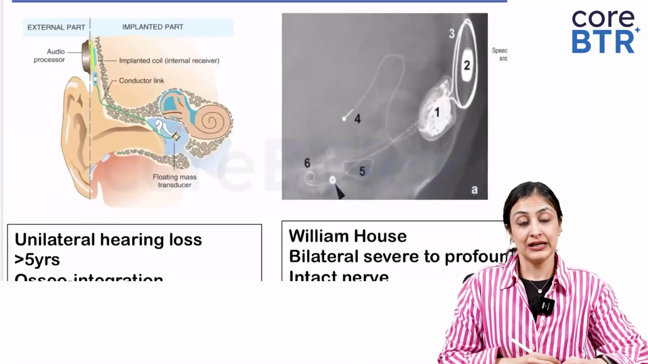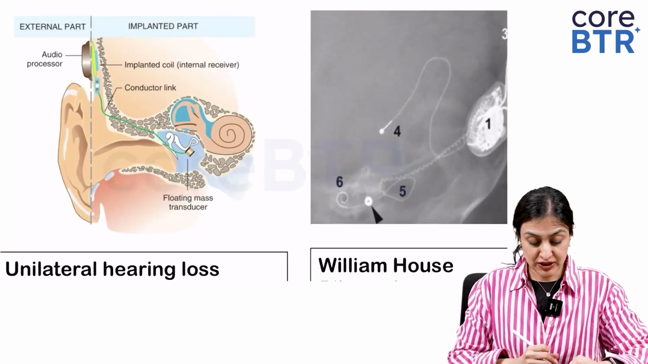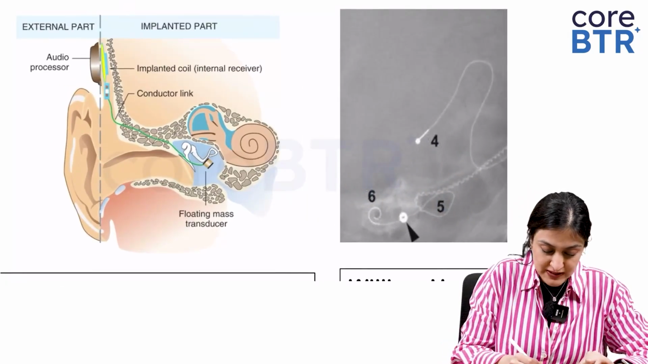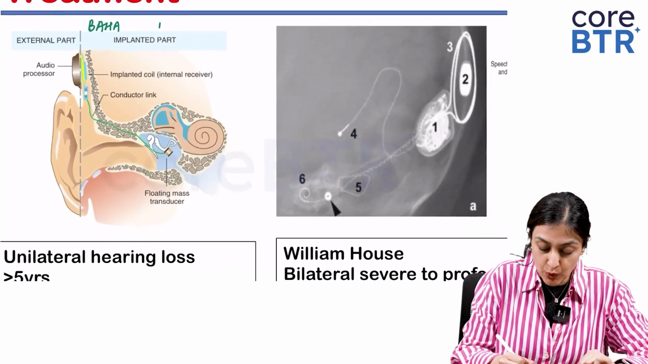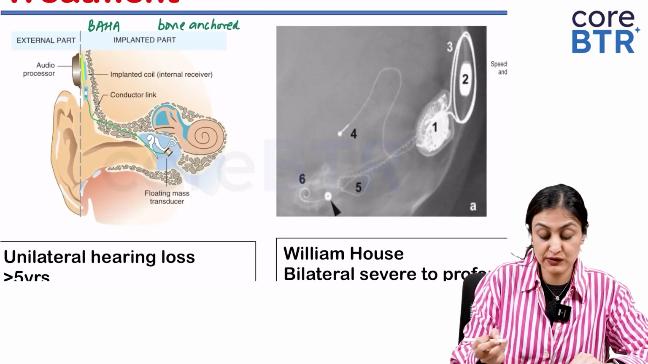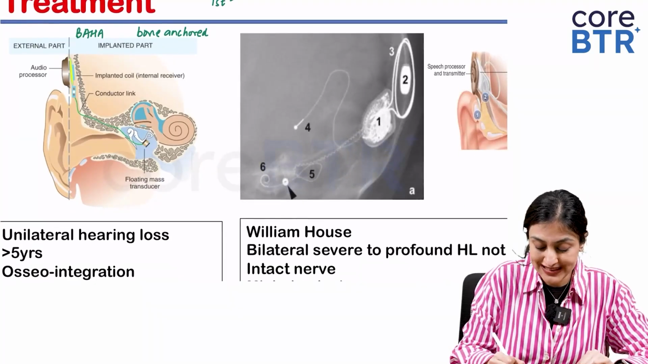So now let's talk about this particular image. They can ask you what this is. This is where we are talking about BAHA. What is BAHA? It is a bone anchored hearing aid. For any hearing loss, the first line is always going to be a hearing aid.